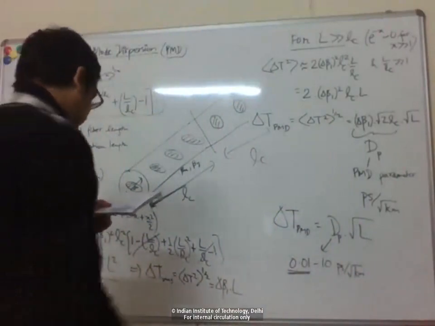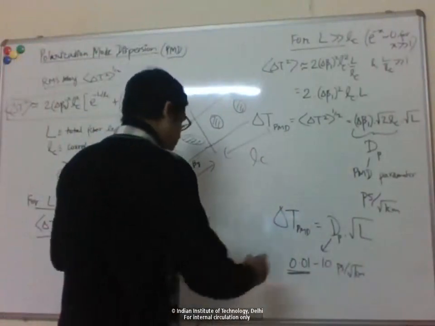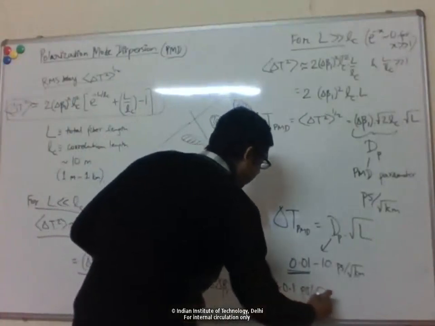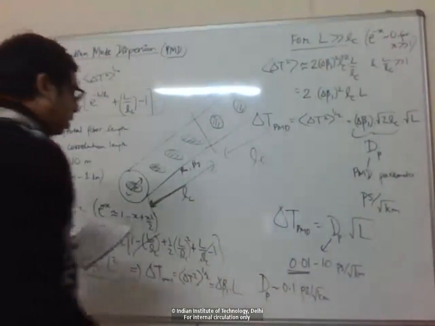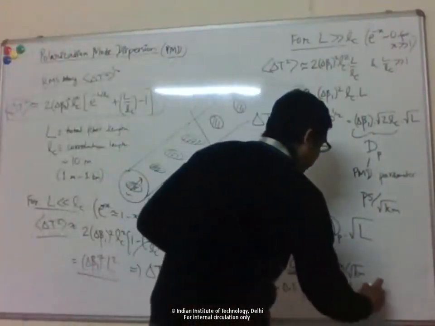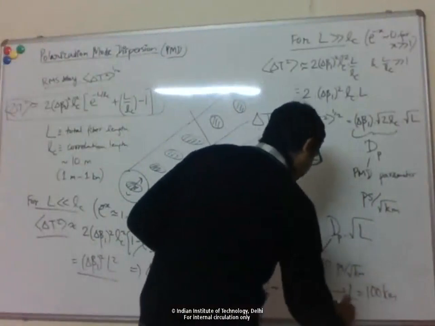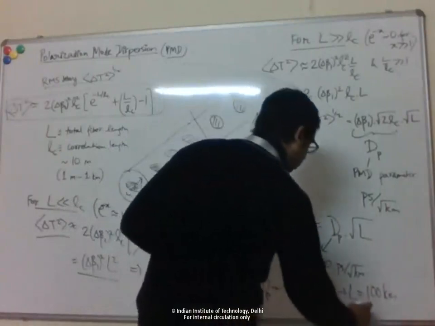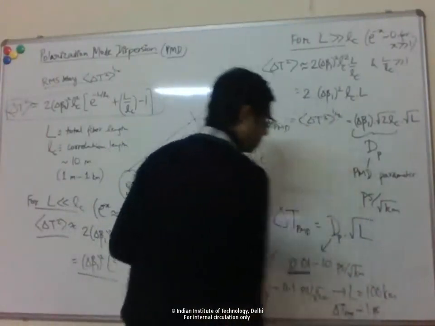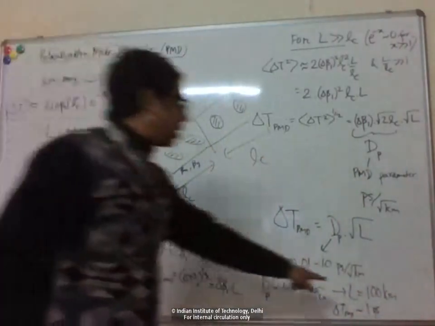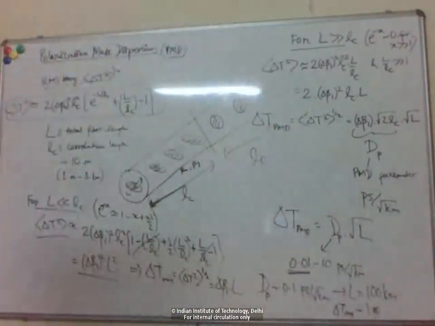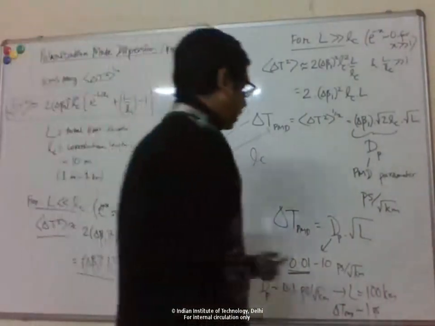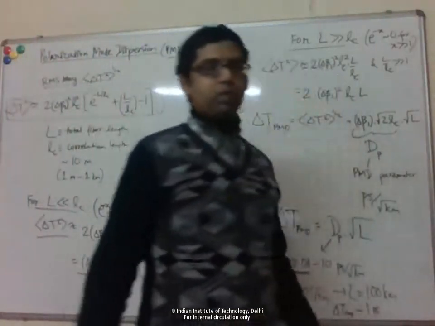We can estimate. For example, let's take a typical fiber with a 0.1 picosecond per square root kilometer PMD parameter. If we take L to be 100 kilometers, the broadening will be 0.1 times the square root of 100, so that's just 1 picosecond. That's a very small amount of broadening over 100 kilometers. Whereas if you calculate this from chromatic dispersion, it will be much bigger, probably more than an order of magnitude bigger.